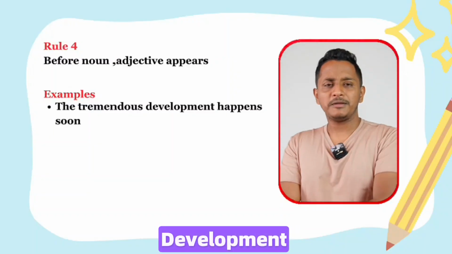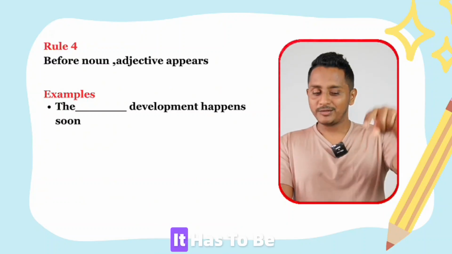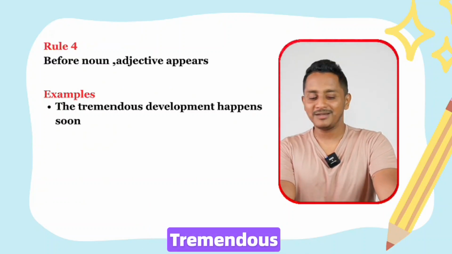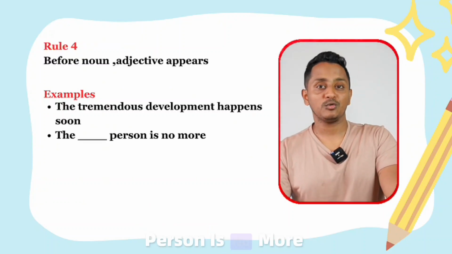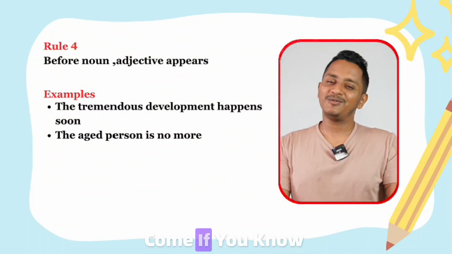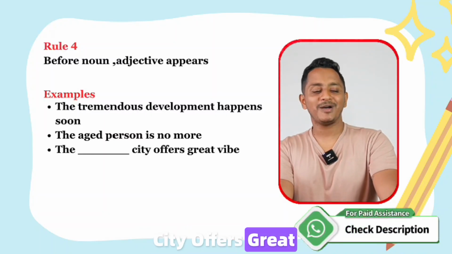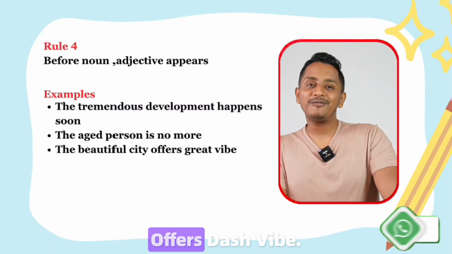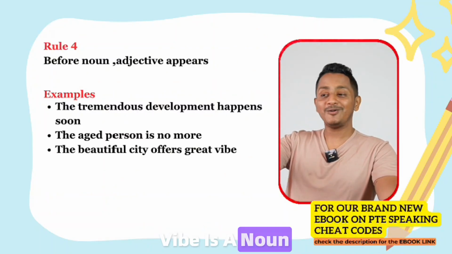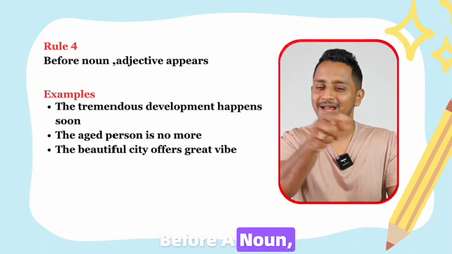The tremendous development happens soon. If the blank is the dash development happens soon, it has to be something of an adjective: tremendous development. See here, the dash person is no more. The aged person, the old person, something of an adjective only will come. If you know them in advance, you're going to solve it like this, trust me. The dash city offers great vibe. The beautiful city offers dash vibe. Vibe is a noun. Before a noun, adjective, before a noun, adjective.